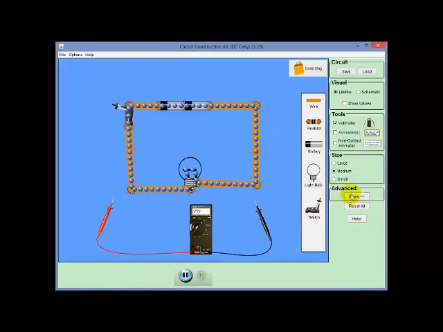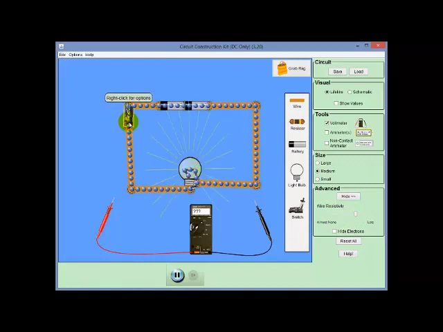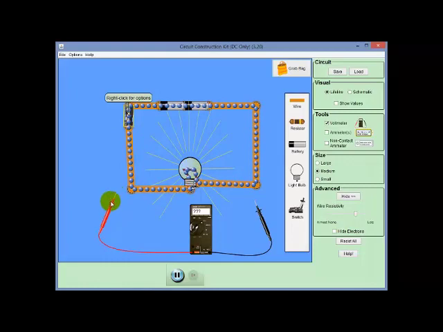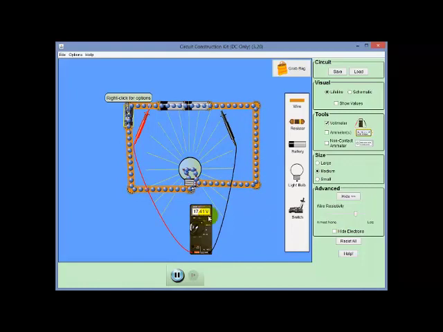Now if I close my circuit, you see that the electrons are flowing beautifully in the light bulb, and I measure the volts across the battery. Do you see that there are 17.41 volts? Okay, so when the circuit is closed, we're getting 17.41 volts. However, if I open my switch, look what happens to the voltmeter reading.